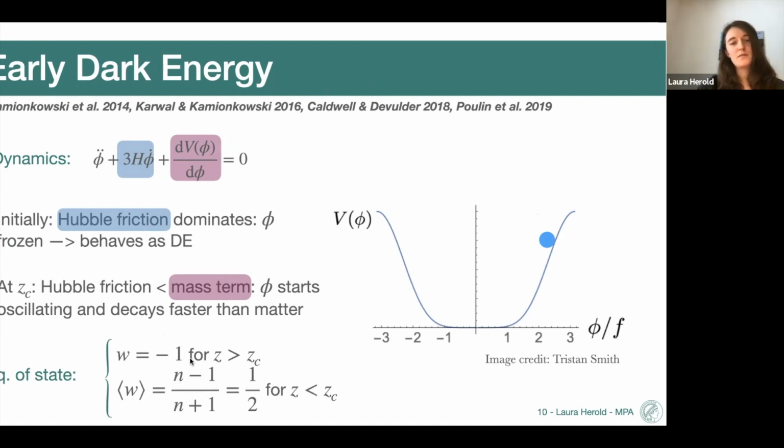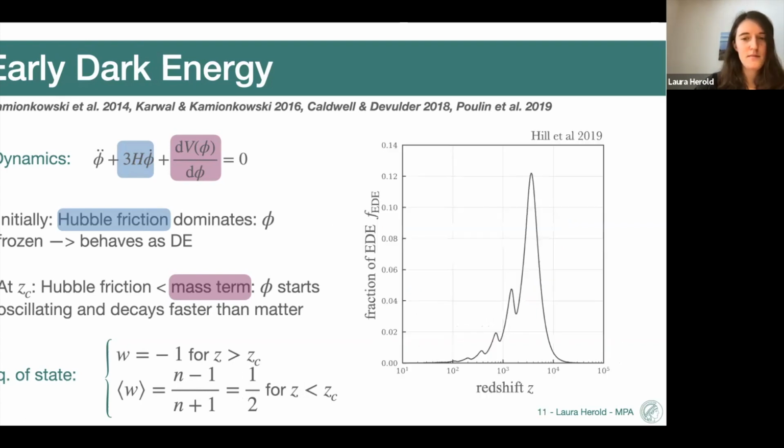So w is -1 for redshifts earlier than the critical redshift. And w for n equals 3 is 1/2 for redshifts later than the critical redshift. And this is what the time evolution of the field looks like. So at early times, there's this rapid growth. Then the field starts oscillating and starts to decay. And at the redshift of recombination of around 1,000, the field is already almost decayed.